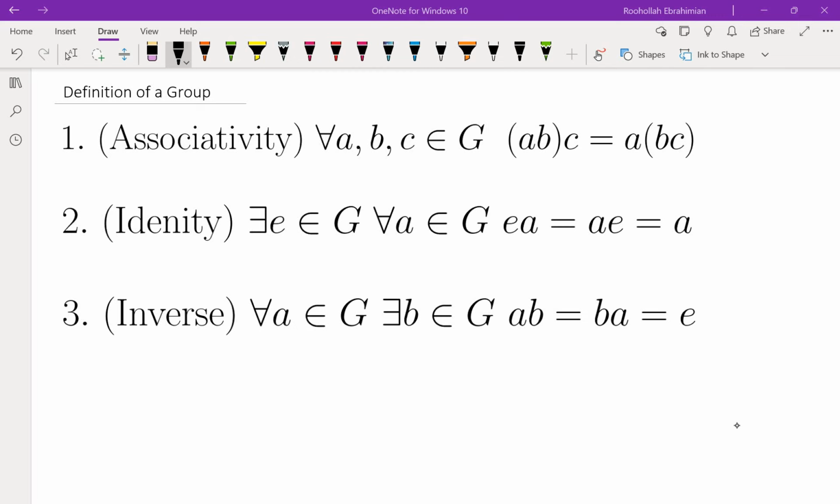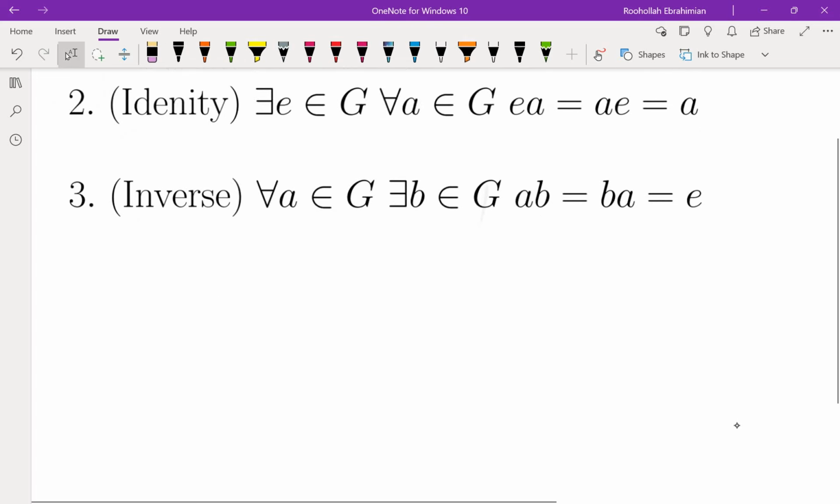Hello, in this video we're going to talk about the definition of a group and why there is something slightly wrong with the definition of a group. So usually when we define something in mathematics, we make sure that we do not include extra stuff in our definition. What does that mean?